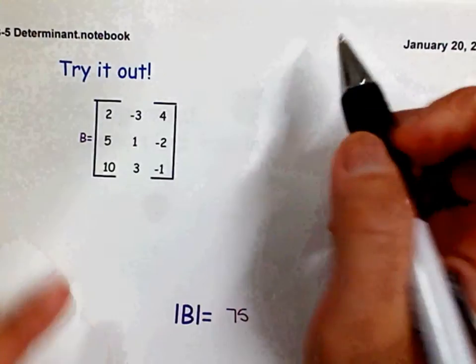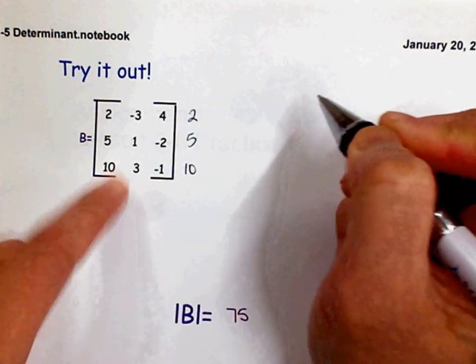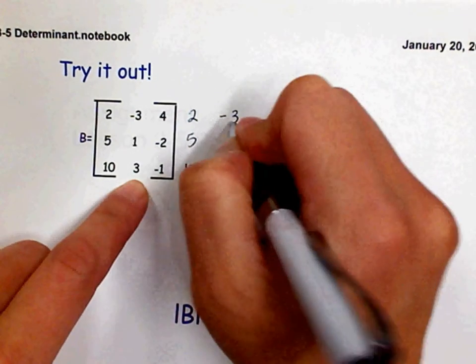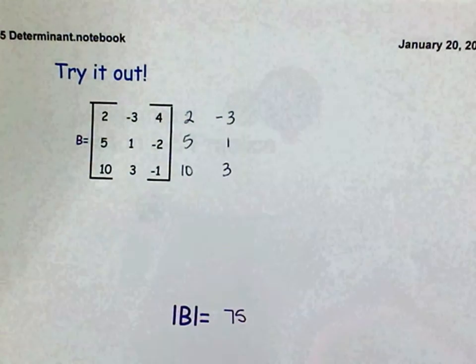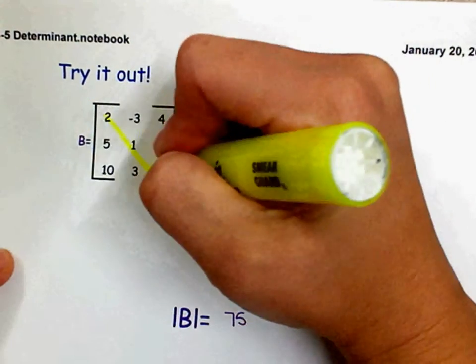Copy the first column just like you see it. Copy the second column just like you see it. Okay. Top left going straight down.